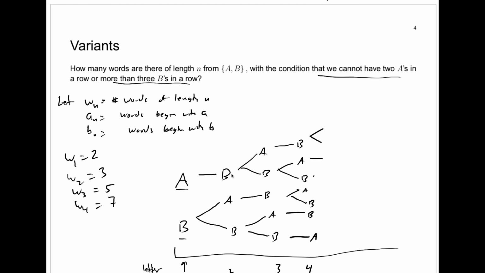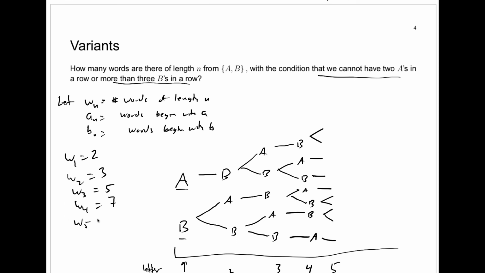Then we can't have another B, so we only have an A now after this because we have 3 B's in a row. From this A, we have to have a B. From this B, we could have either an A or a B. From this B, we could have either an A or a B. And from this A, we have to have a B. And you can just count them: 1, 2, 3, 4, 5, 6, 7, 8, 9, 10 in position 5.